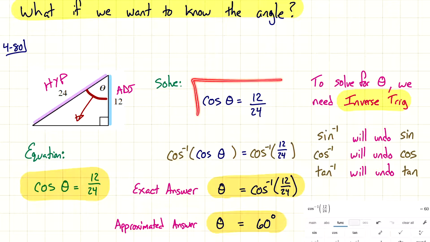If I'm trying to solve this equation, we really can't solve it because this cosine and theta are stuck together. And so if I want to know what theta is, I need to somehow get rid of this cosine. The way we undo our cosine is just like the way we undo multiplication, we would do a division. So this is very similar to that. To solve for theta, we use inverse trig.